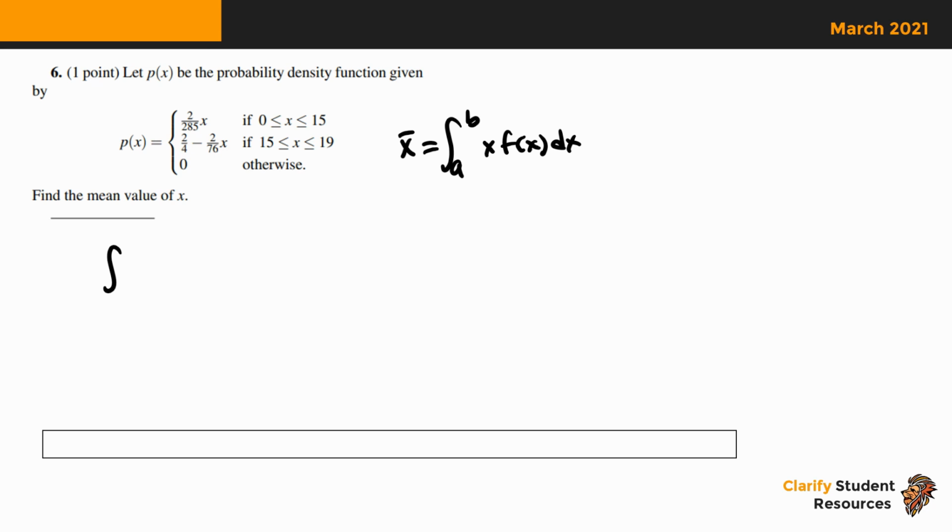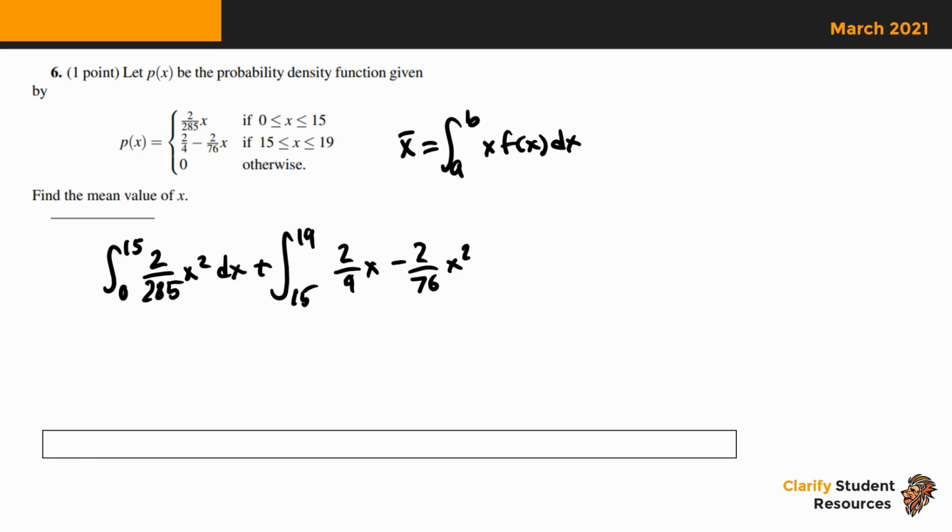So if we set up our integrals here, we're going to go from 0 to 15. And we're going to get 2 over 285 x squared, remember to multiply by x, and then plus 15 to 19, because that's going to be our whole range. And then we're going to have 2 over 4x minus 2 over 76 x squared dx. So this is, again, one of those integrals that you can really just do in your head, or not in your head, but you can just directly plug it into the Webwork.